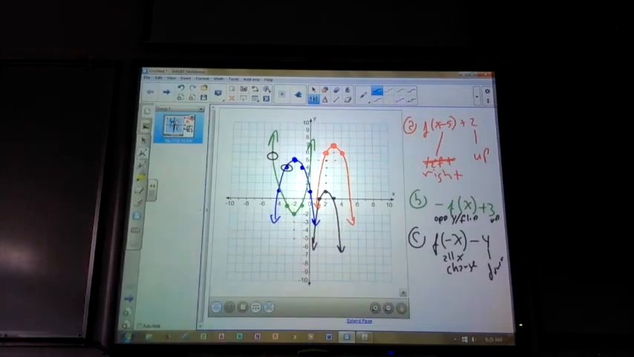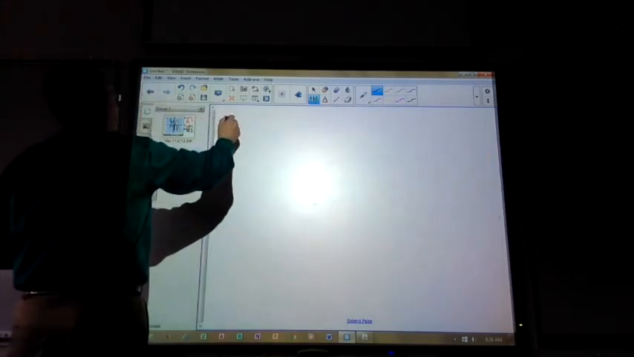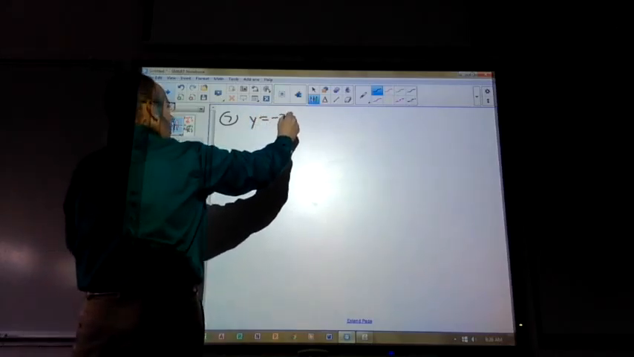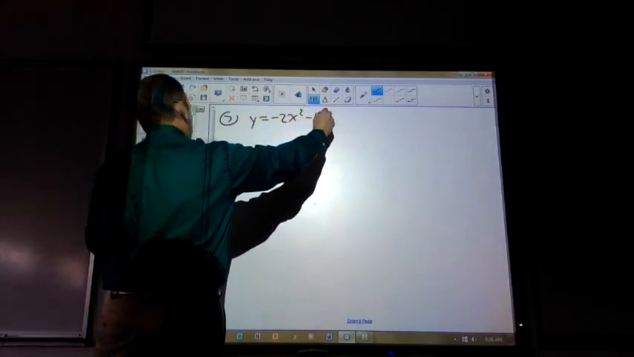I know I didn't assign you, I don't think I did. Did I assign you 7 and 8? Down to the bottom? Okay. Can we do 7 and 8? Let's do it as a class, please. Let's see what we got. Number 7. We have y is equal to negative 2x squared minus 12x plus 7.